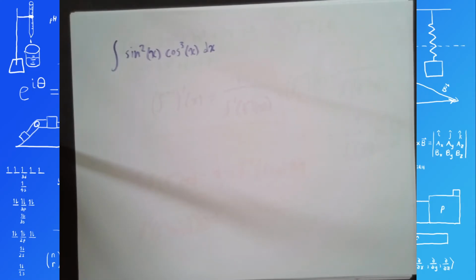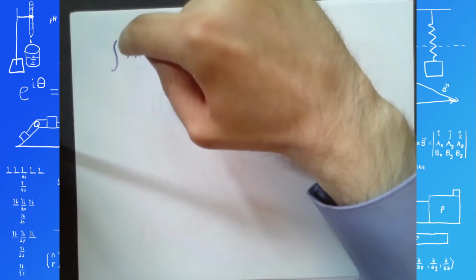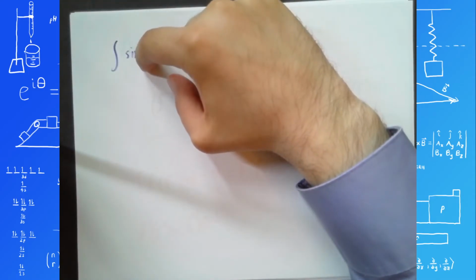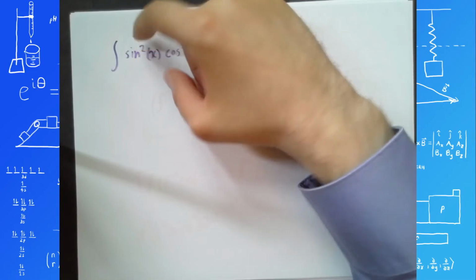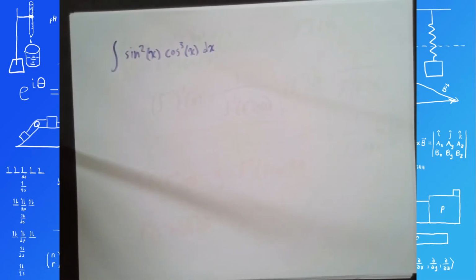A similar reasoning applies if your sine was the one that had an odd exponent to it. And if they both have odd exponents, then let me think here. I think it should be fine no matter which one you pick in that case. But let's illustrate it with this example and see how it plays out.